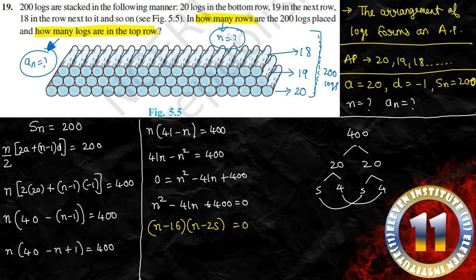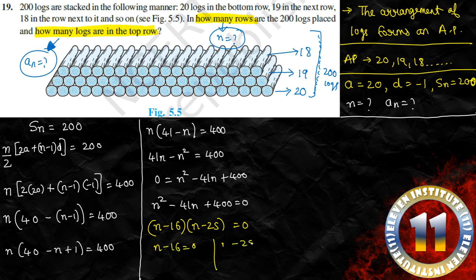In case this is not clear to you, you can have one more step like this. N square minus 16n minus 25n plus 400 is equal to 0. Split the middle term and then you can take common. You will ultimately get this answer. Right, in case that is not clear to you. Yes, so from this I can write either n minus 16 is 0 or n minus 25 is 0. So n is equal to 16 or n is equal to 25.